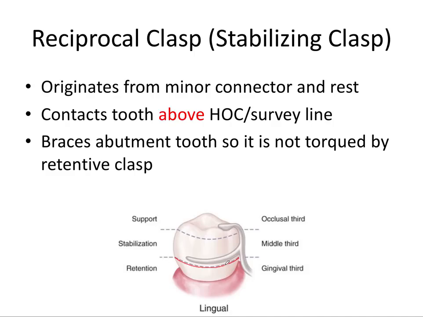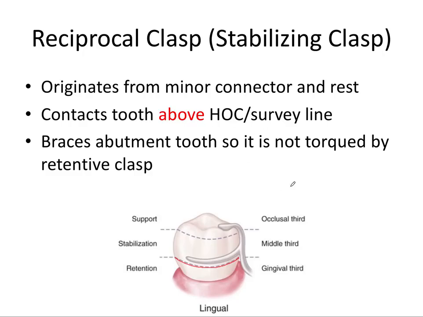So part of partial design is determining where this height of contour or survey line is for each tooth that you're considering to be an abutment tooth. And once you have that information, you know how to design the clasp. For example, this one we want always to be above the height of contour because we don't want it engaging in any undercuts. That's not the purpose of this clasp. It's simply to provide bracing against the abutment tooth so it's not torqued by the retentive clasp.